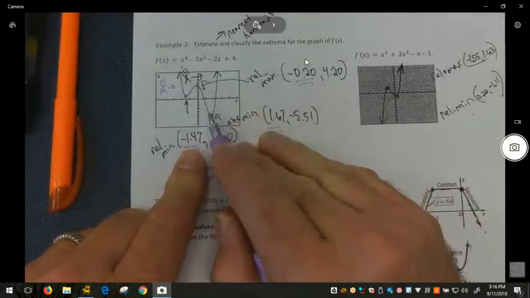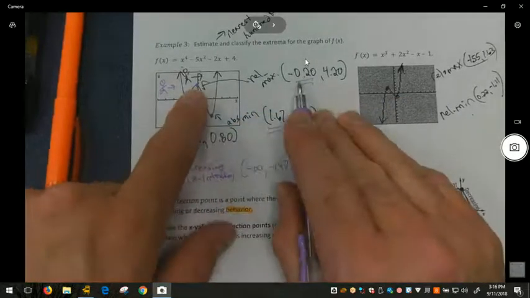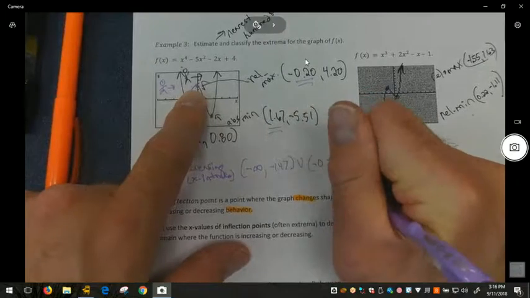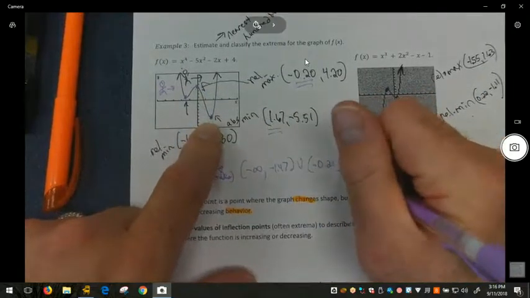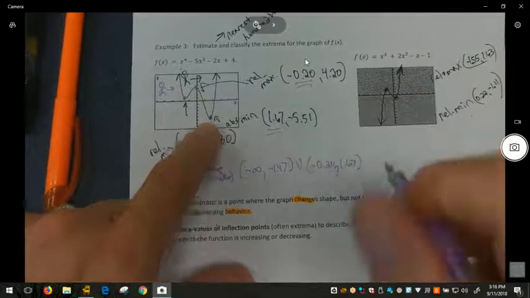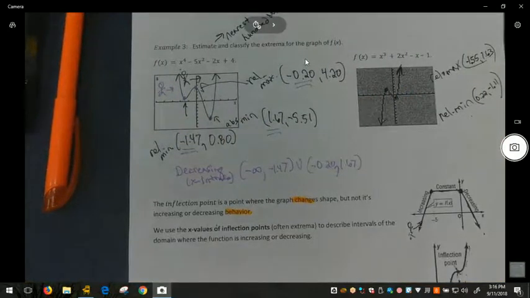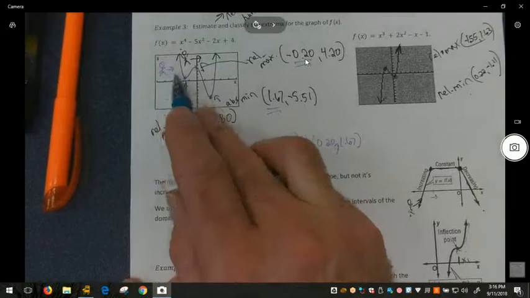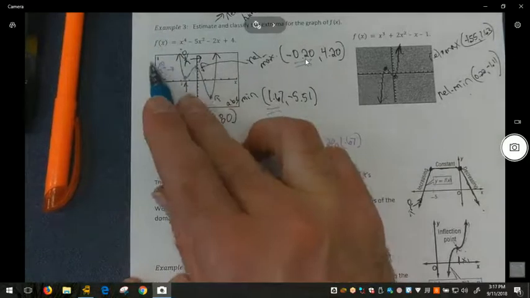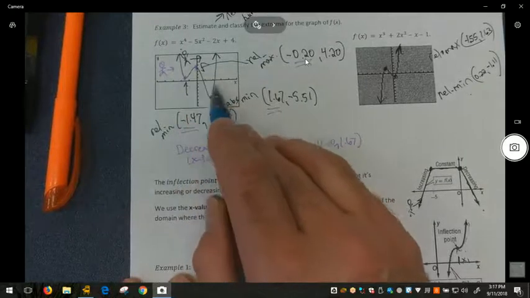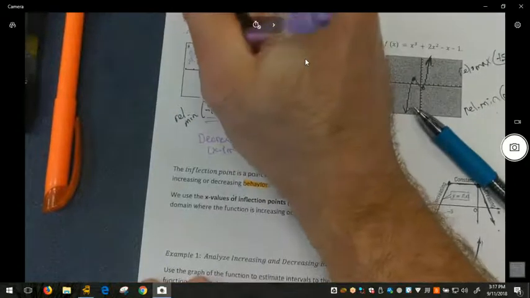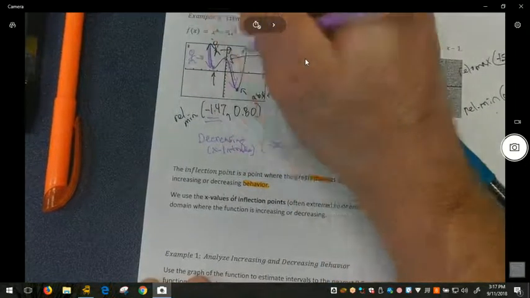It's also decreasing from here to here. That x value is negative 0.20 all the way to this x value, 1.67. I don't want to use the y values. The y values are the height of the graph. I'm talking about the height decreasing. I don't want the height. I want to know from which x to which x is it decreasing as I walked left to right. From negative infinity to here, and from here down to here, it's decreasing. So those are my decreasing intervals from left to right.